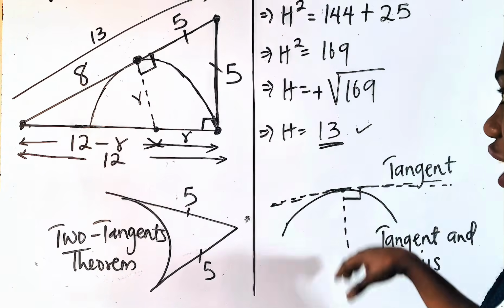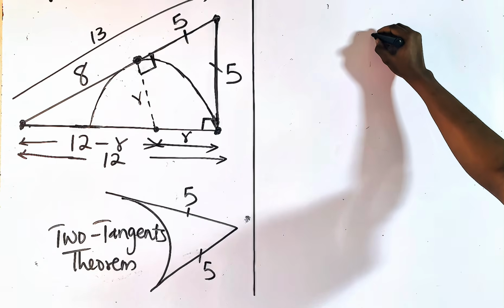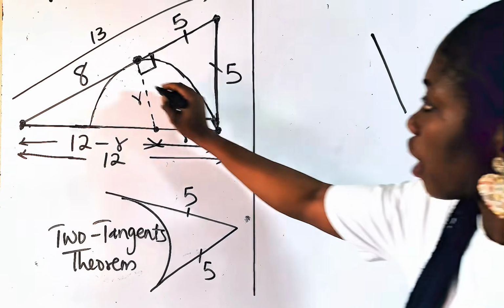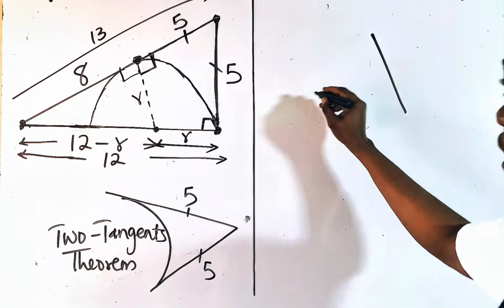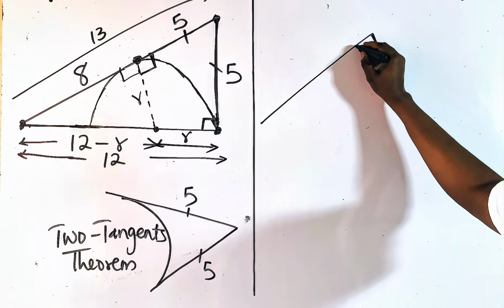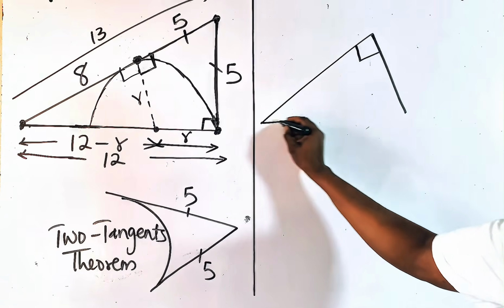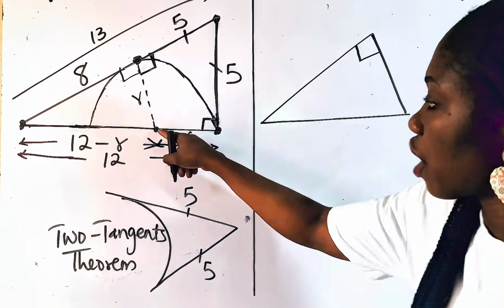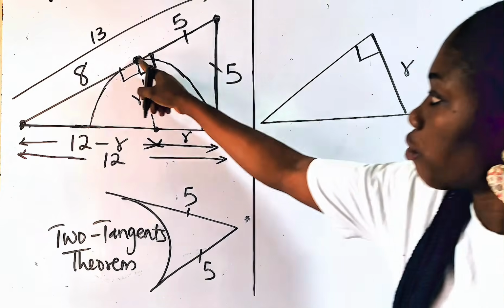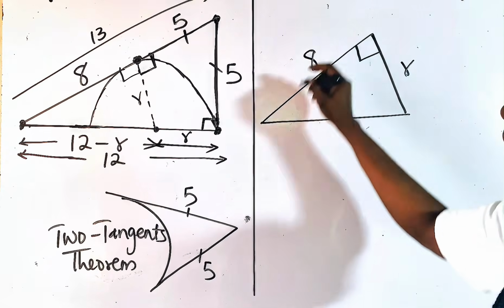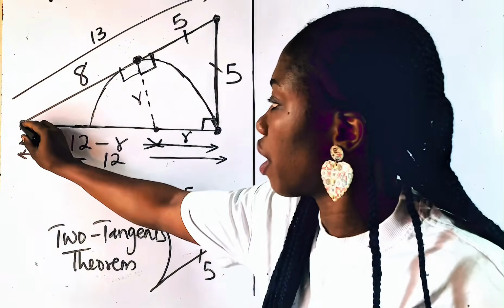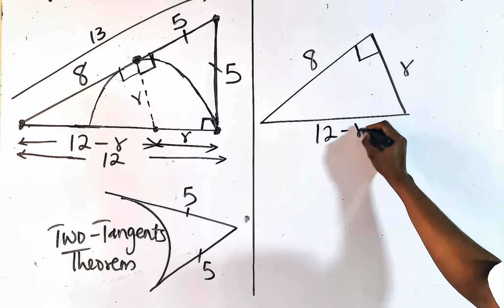So let's bring it out. This is what we have. Remember, it also forms angle 90 here, so we draw the shape this way. It forms angle 90, so you close it. From here to here is our radius. From here to here is our 8. And this length from here to here is 12 minus r.